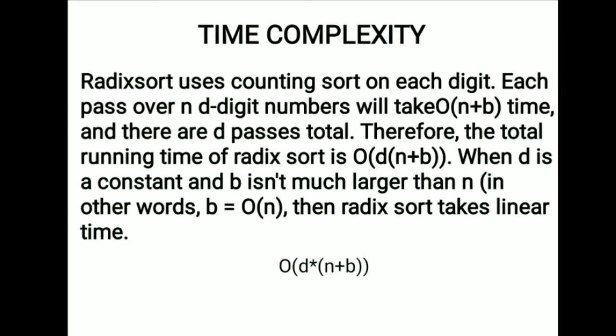Here d is the number of digits. The base is the digits we consider, 0 to 9. And n is the number of numbers, that means how many numbers in this array we consider as n. And b is the highest value, that means the index range is b.